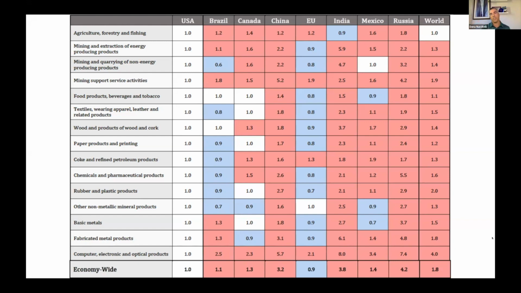So if we were to implement a CBAM, that would create this advantage for our domestic low carbon industries as compared to the foreign higher carbon industry competitors, especially from countries like China and Russia and India that we currently buy a lot of stuff from.